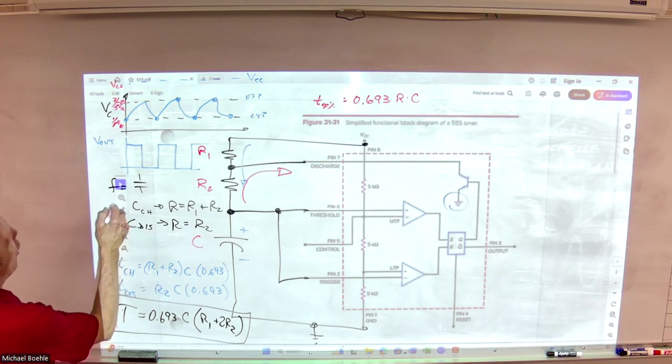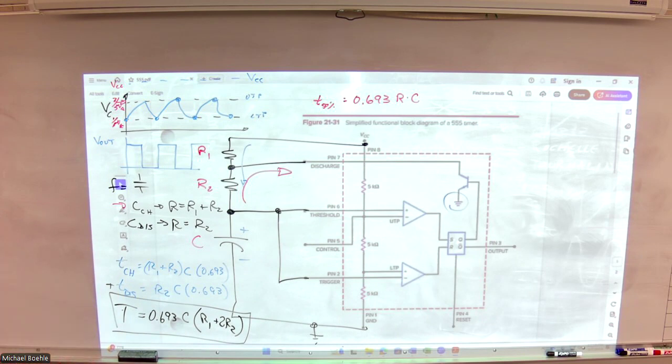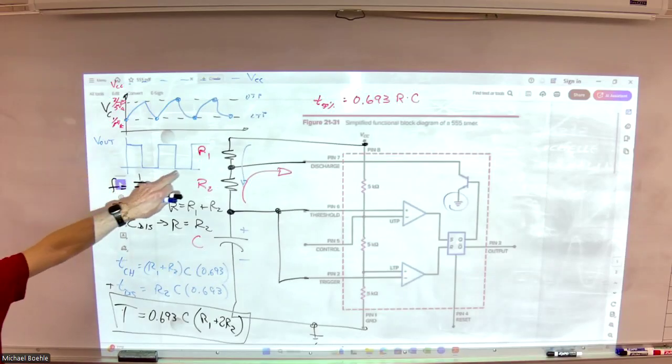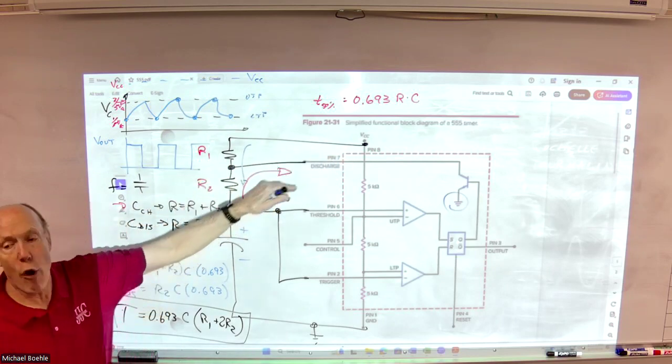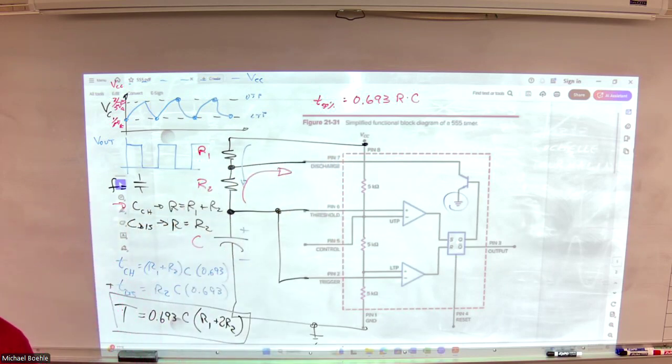The charge time is always going to be a little bit longer. While I'm charging, the output is high. So the duty cycle will always be 50+%. You can get down close if you want to, I guess. But keep in mind that the smaller R1 is, the more current you're drawing during that discharge time. So it's not really a good idea. Make sense, Deborah?